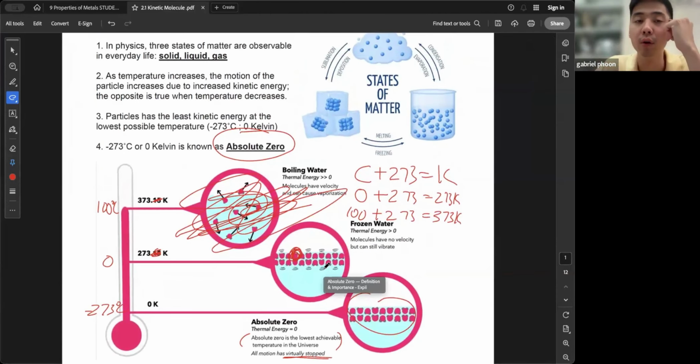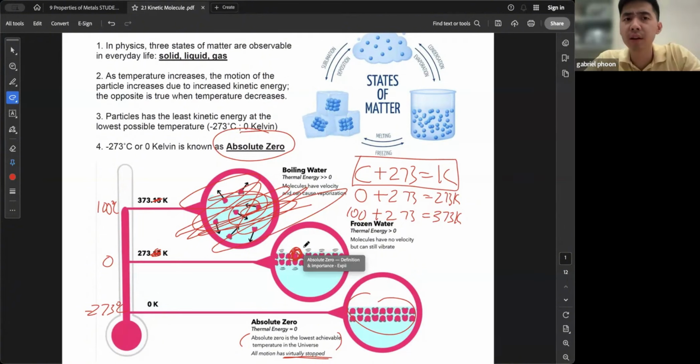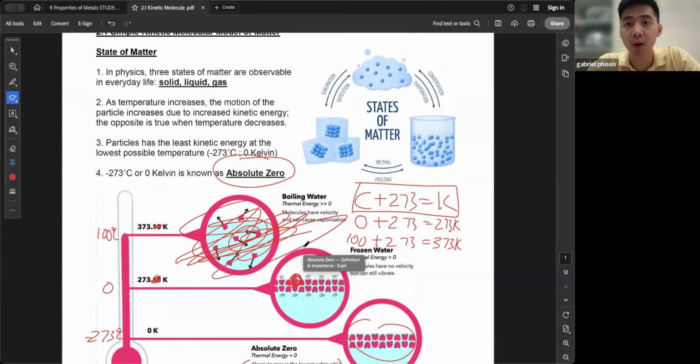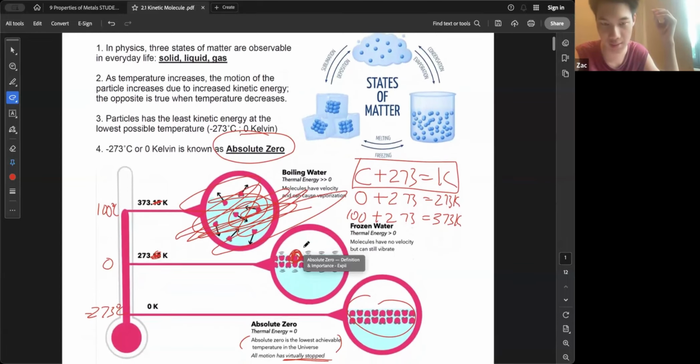Okay? Anyone got any questions for this part here? Okay, good. Can you guys copy this formula down? Is there anything else you need to copy here? No, yes or no? I think just solid, liquid, gas, and then absolute zero, that's it.